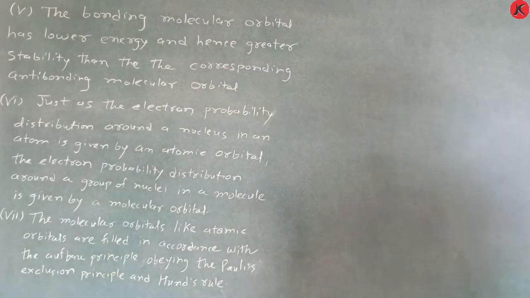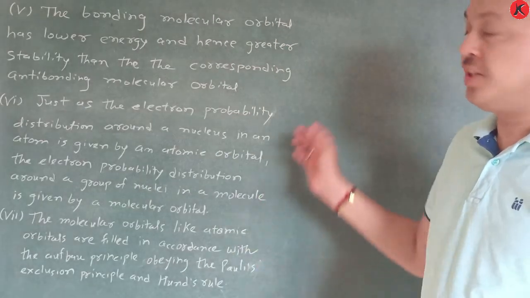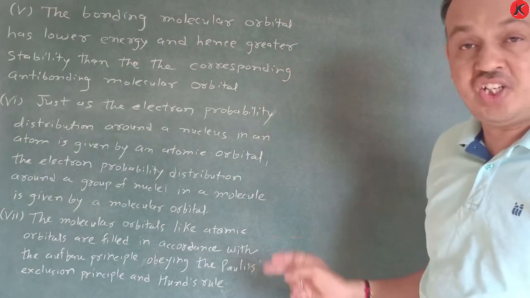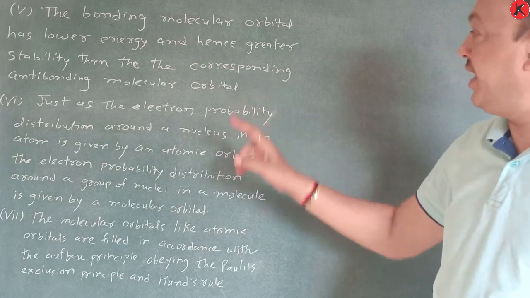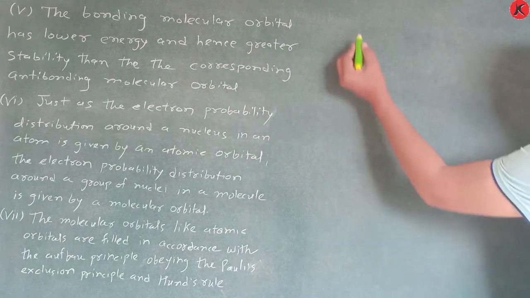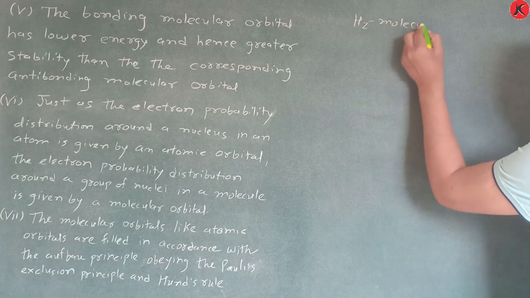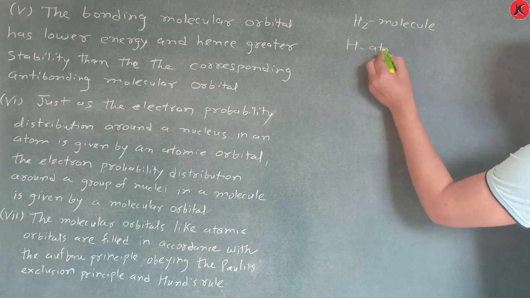Now here, the 5th feature. You have to remember this feature, that we will cover later on. The bonding molecular orbital has lower energy and hence greater stability than the corresponding anti-bonding molecular orbital. Remember this by one example. Suppose we consider here the H2 molecule. This H2 molecule is made up of two hydrogen atoms.